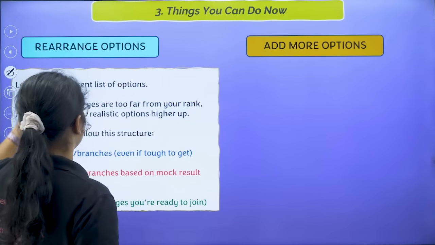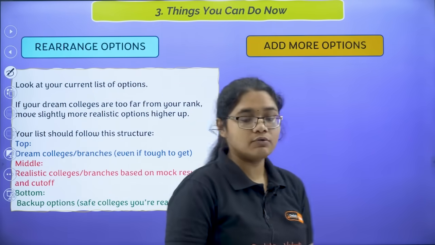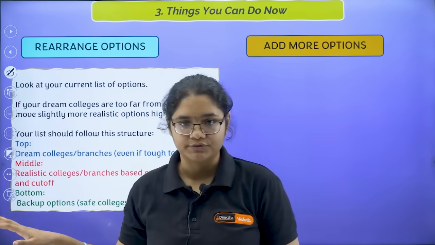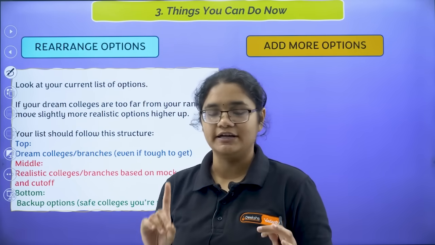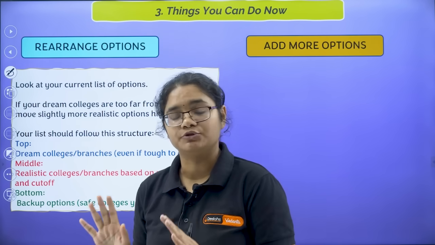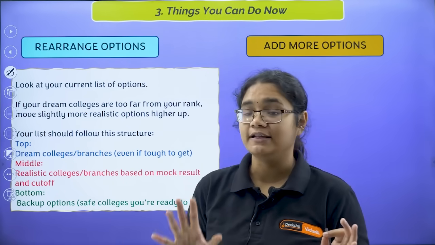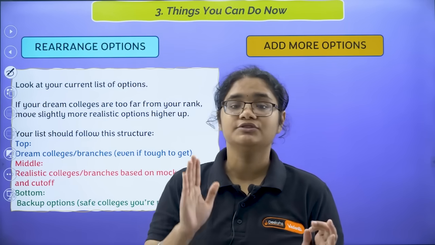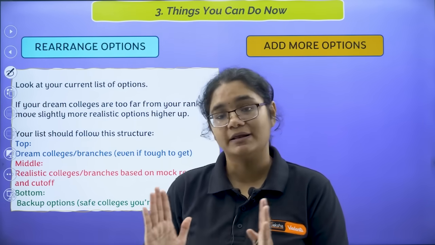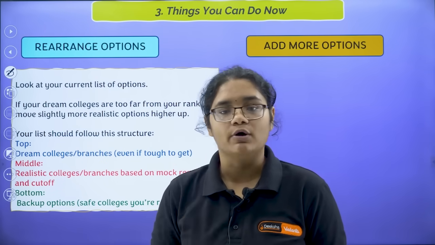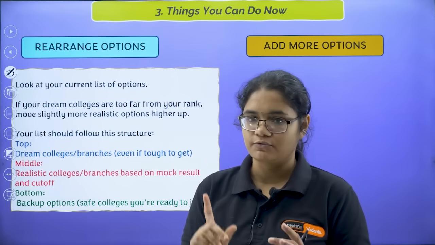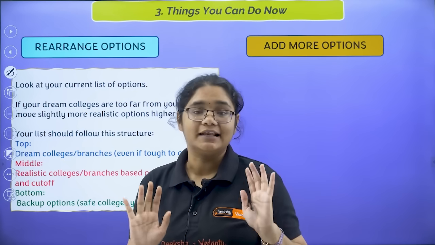Now we'll talk about things that you can do once the mock allotment is out. We can rearrange our options. Just look at your current list of options. First of all, it should have enough options. There should not be any limit to that. At least 100 plus options should be given by you to COMEDK for allotting college and course to you. So this number should not be anything less than 100.